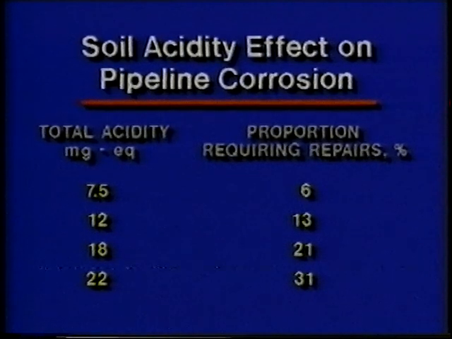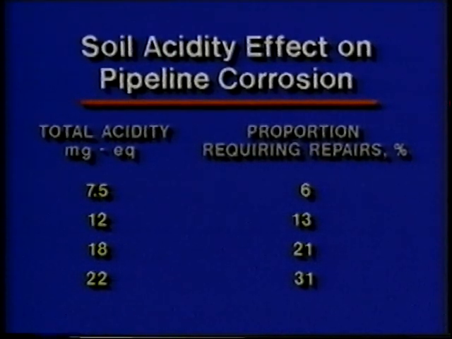equivalent as a function of the percentage of pipelines requiring repairs when exposed to that soil. Again, the higher the percentage of repairs, the greater the corrosion of steel in that environment. And we see as the total acidity increases from 7.5 to 12 to 18 to 22, as the acid becomes more acidic, the percentage requiring repairs increases.